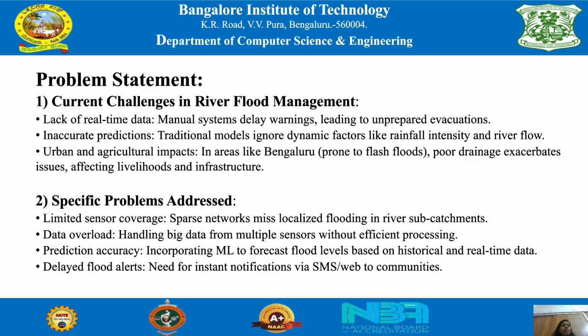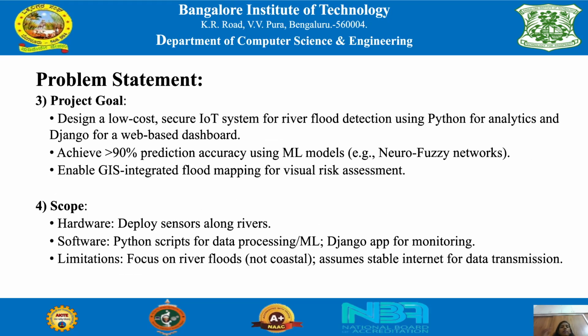livelihoods and infrastructure. So, specific problems addressed are limited sensor coverage, sparse networks, and mislocalized flooding in river subcatchments; data overload, handling big data from multiple sensors without efficient processing; prediction accuracy, incorporating ML to forecast flood levels based on historic and real-time data; and delayed flood alerts, the need for instant notifications via SMS or web to the communities.